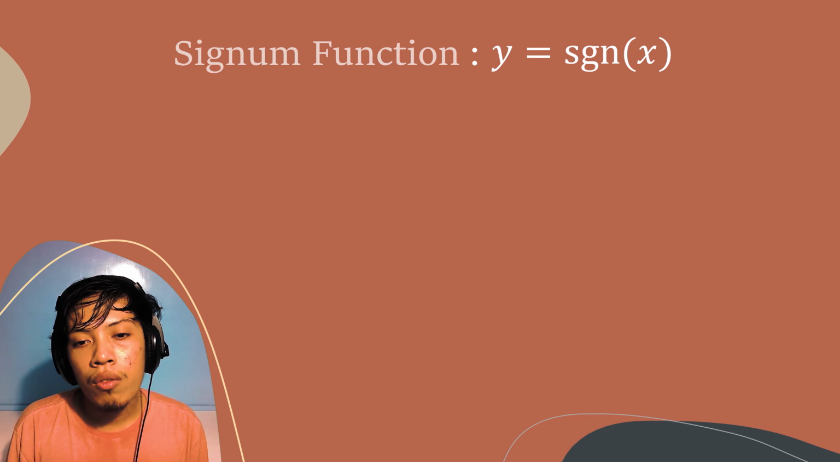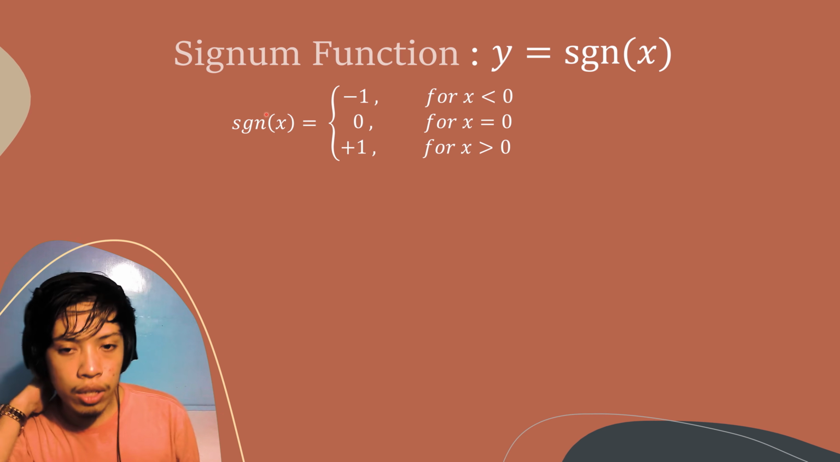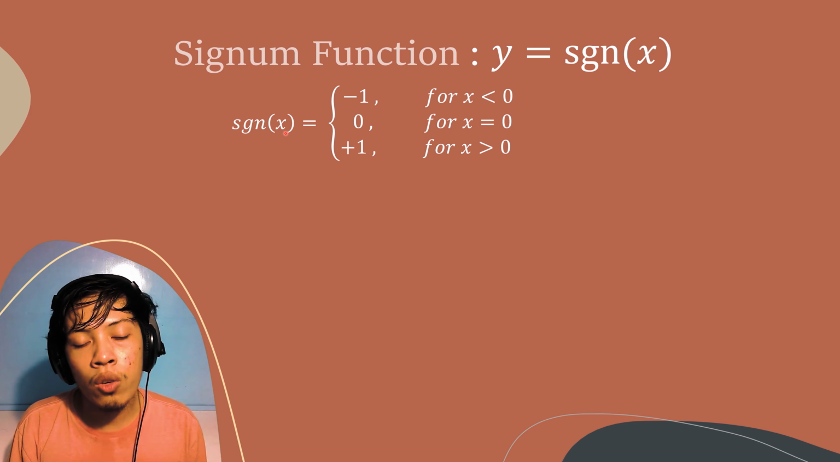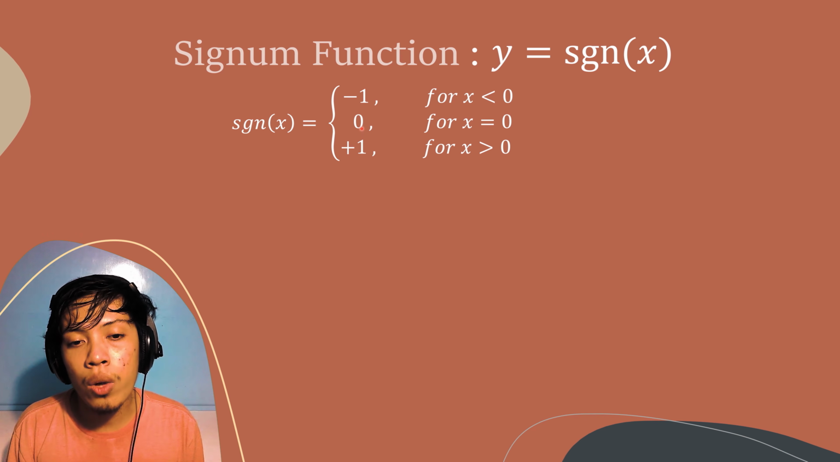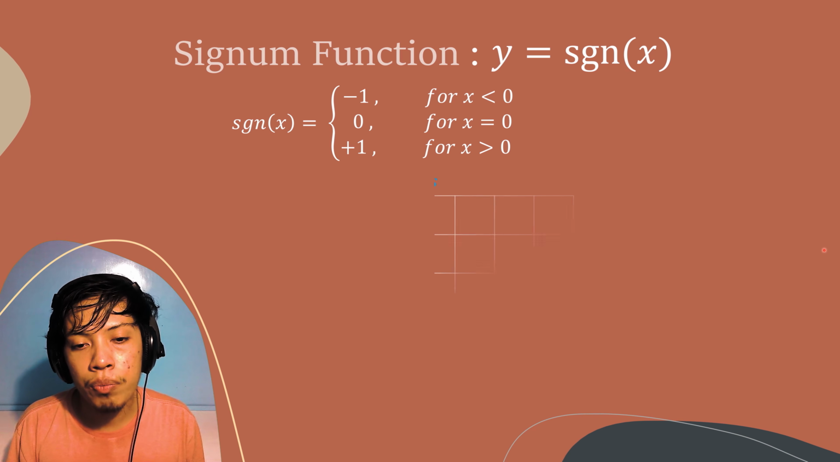And it says here that the value of the signum function is equal to -1 if your x, take note, x is whatever is inside the signum notation. So whatever is inside the signum notation, that's the value of x. So for x less than 0, the value of the signum function is -1. Now for x equal to 0, the value of the signum function is 0, and for x greater than 0, the value is +1. Now if you draw this graph, it would look like this.